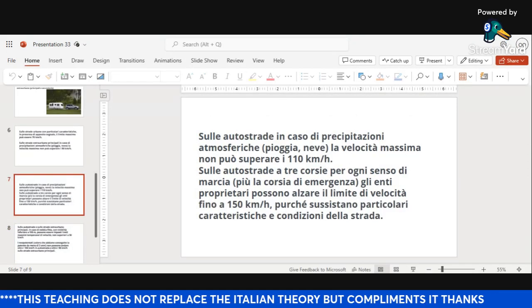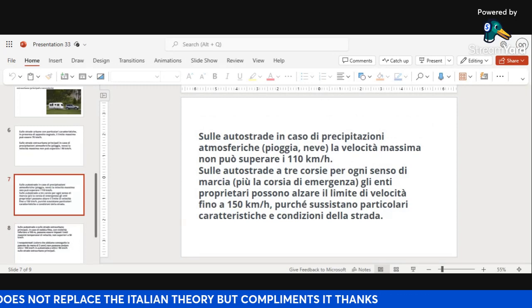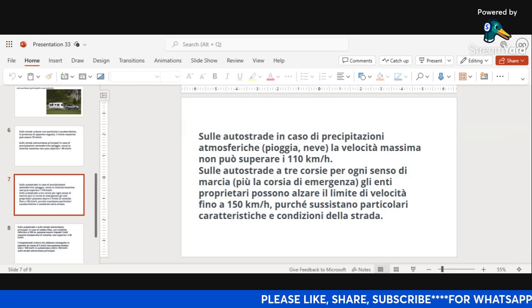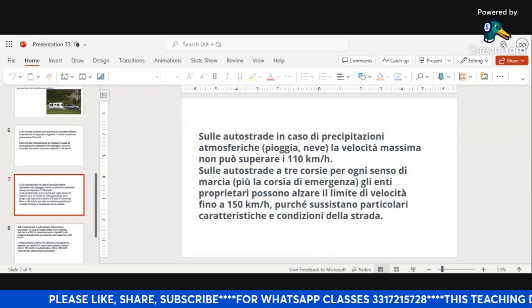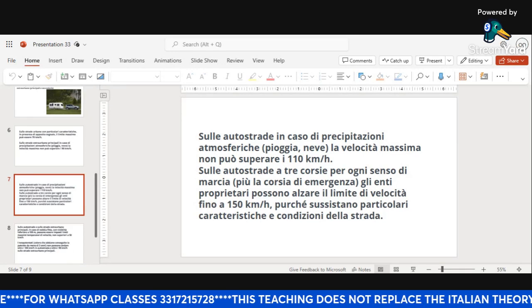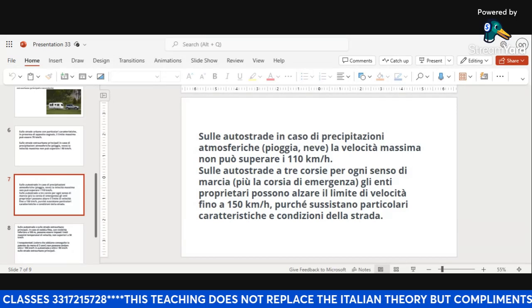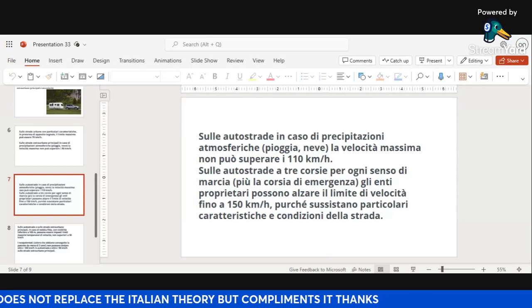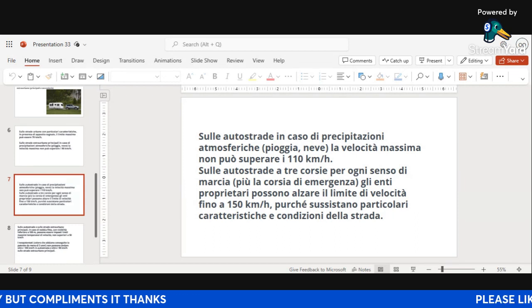Let's see that of autostrada. Remember, we took 20 from the urbana principale, which was 110, because of the weather condition, and we are left with 90 kilometers per hour. Now, the same thing applies to autostrada. We are going to see it now. It says, "sull'autostrada, in caso di precipitazioni atmosferiche, come pioggia, come neve, la velocità massima non può superare i 110 km per ora." We are taking 20 again from 130, which was the initial speed limit for autostrada, and we'll be left with 110.